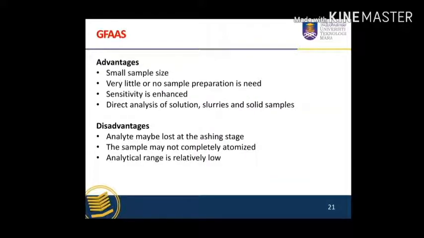So the advantages of graphite furnace AAS: it requires very small samples, and very little or no sample preparation is needed. Sensitivity is enhanced, usually 1000 times more sensitive compared to flame atomic absorption spectroscopy. And it allows direct analysis of solutions, slurries and solid samples. Of course this instrument also has disadvantages, such as the analyte may be lost at the ashing stage, the sample may not completely atomize, and the analytical range is relatively low.